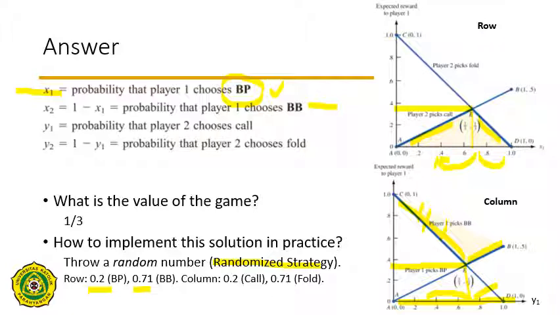Same thing for player 2. If you're the column player, then you just throw a random number. If it is smaller than 2/3, you play call in this game. And if it is greater than 2/3, then in this particular game you play the fold strategy. Okay, so that's about the domination and also about the randomized strategies.